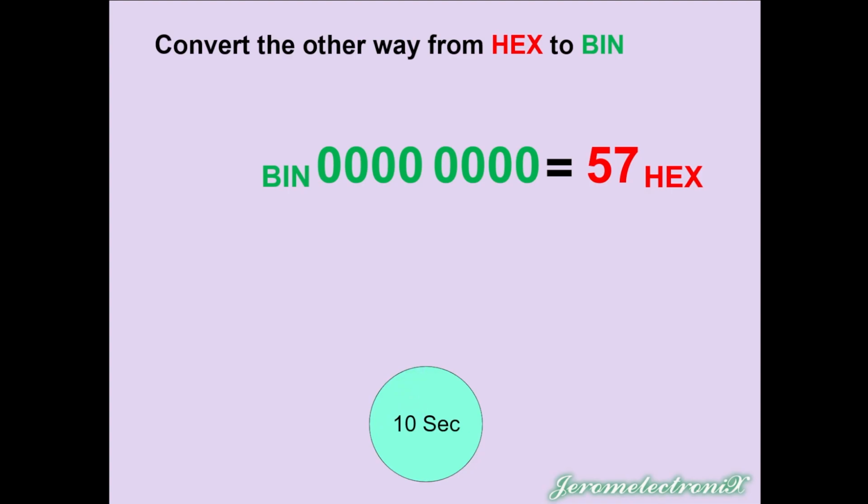Okay, on the left, a 5 is a 4 plus 1. So we're going to put a 1 under the third digit and a 1 under the first digit, and that's a 5. The other one is a 7. That's a 4 plus 2 plus 1. 4 plus 2 is 6, plus 1 more is 7. Hopefully that made sense. Hopefully 10 seconds was enough time.